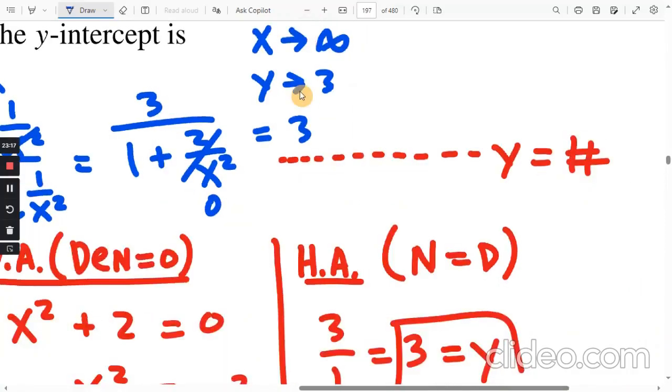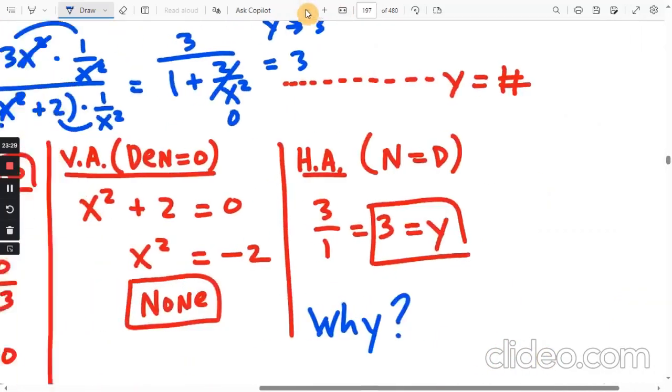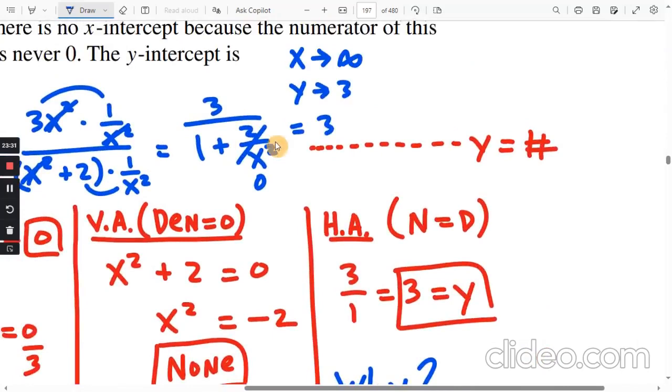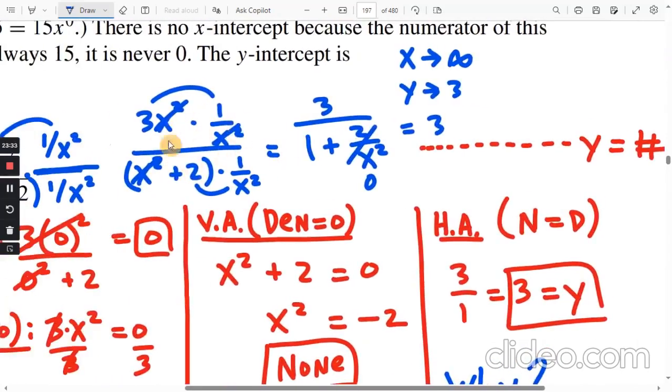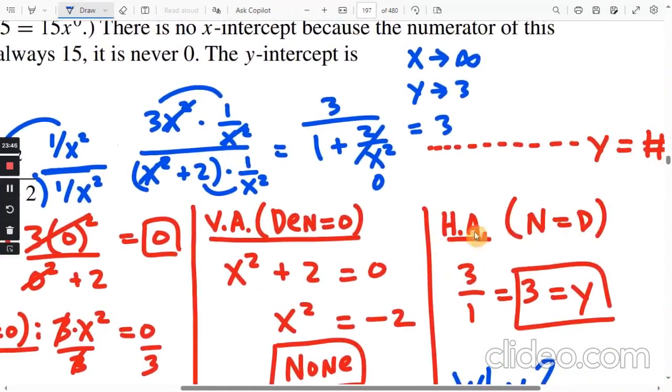So that's why for the horizontal asymptote, when the degree of the numerator and denominator are equal, you just take the leading coefficients and divide them. And you'll get this right here. You don't have to do this on the homework problems. I am just showing you why this works. So when the exponents are equal, you just take the leading coefficients and divide them, and you will get your horizontal asymptote.